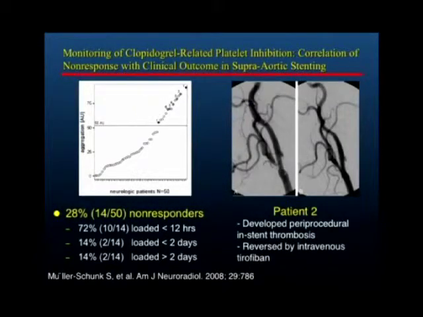One of these people, patient number 2, as you can see right here, actually developed a periprocedural in-stent thrombosis. You can see a lot of platelets clumping, so they actually used a 2B3A inhibitor, tirofiban, to reverse the platelet aggregation inside the cath lab. So it certainly does have some clinical significance. It can be very acute as well.